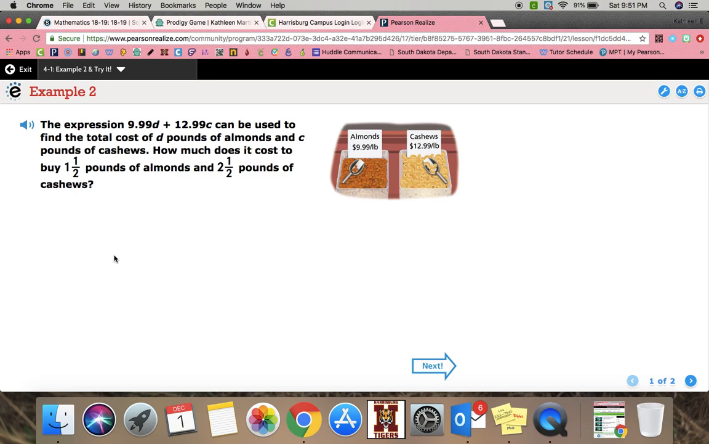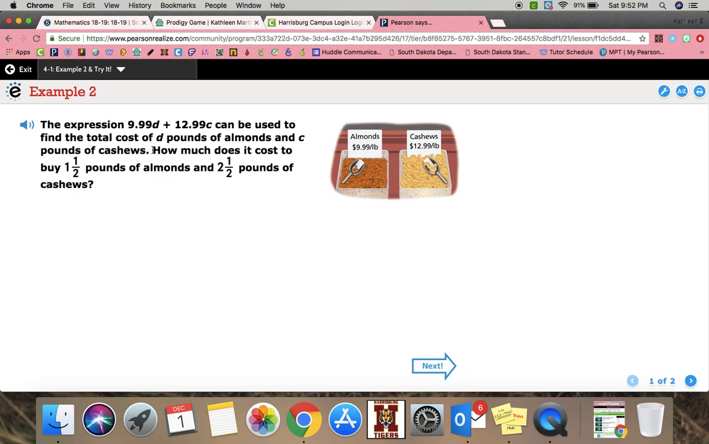So this one is evaluating an expression is what that means. And it just says solve it pretty much. It can't say solve because there's not really an equal sign, but we can figure out what the equation is trying to say. So this question says the expression 9.99D plus 12.99C can be used to find the total cost of however many pounds of almonds and however many pounds of cashews. For the pounds of almonds, we're going to use the letter D, and for the pounds of cashews, we're going to use the letter C.